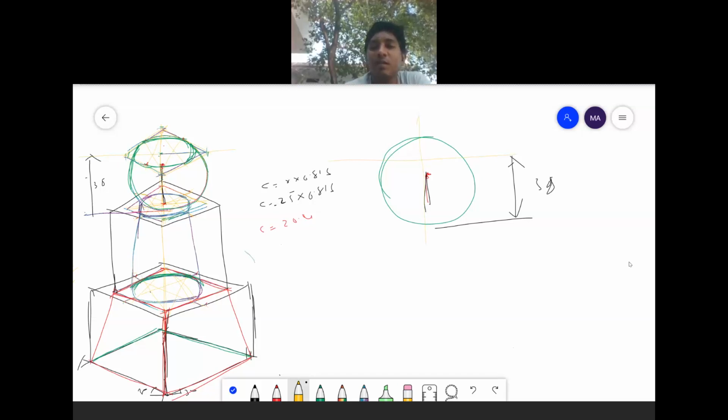Okay, from this center point, I have cut 25 mm here, 25 mm here, 25 mm here, and 25 mm here. Understand? And I have joined one rhombus here. Is it clear? Up to here, is it clear?